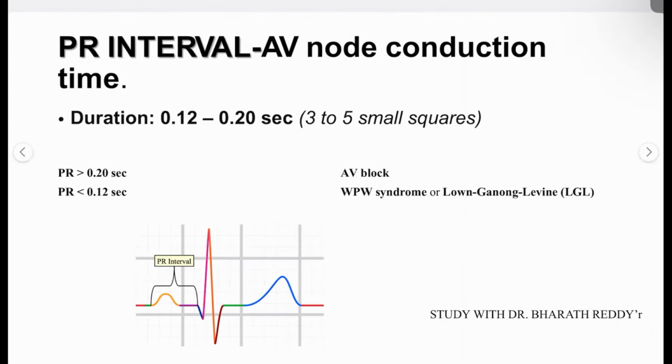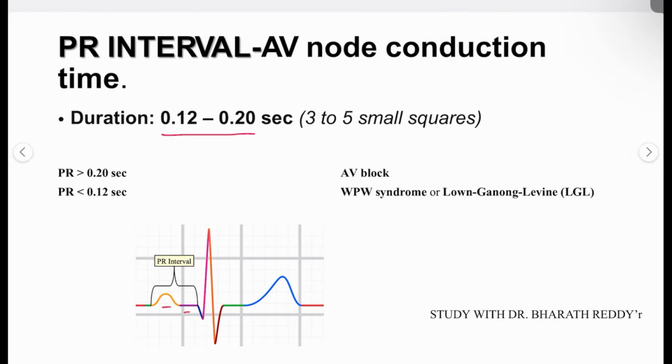Next, moving on to the PR interval and the AV node conduction time. So we all discussed it, right? The segment is an isoelectric line. So the PR interval is going to include your P wave and also the PR segment. So what is the normal duration of this? This is also 3 to 5 small boxes. It means 0.04 into 3 or 5. That means it is less than 0.20 seconds only.